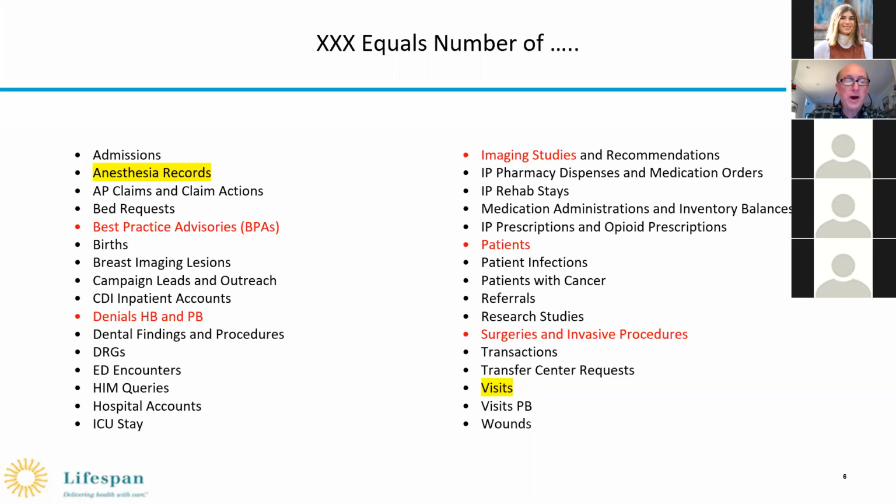So again, these are all the models. And you can see that a number of these are clinically related, but there are also a number of them that are administrative. For example, the denials, hospital billing and professional billing that we just went live with about a month or so ago. And that obviously will be used by financial services.